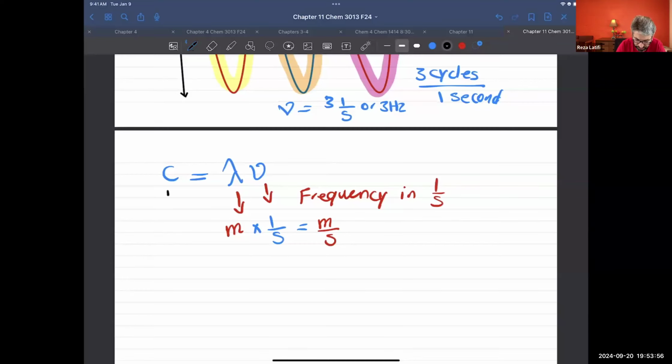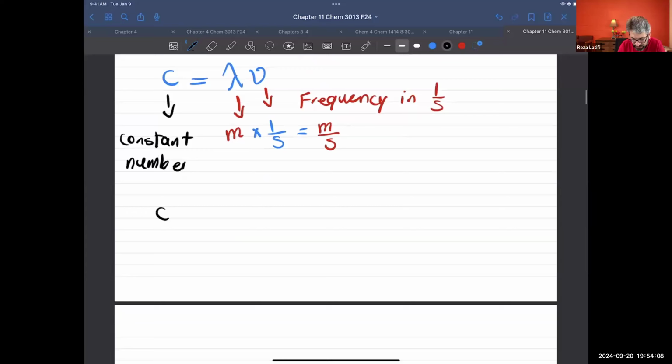So c is technically a velocity, and it is a constant number. It is the velocity of light. So c is the velocity of light, and this is the number for it: 3 multiplied by 10 to the 8th, in meters per second.